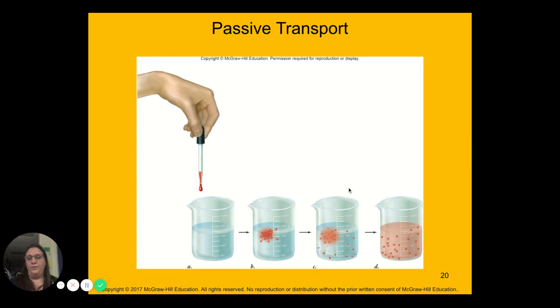So here's an example of passive transport or diffusion, just adding some colored dye to a beaker of water, and you can watch it slowly spread out until all of those molecules are almost equal.